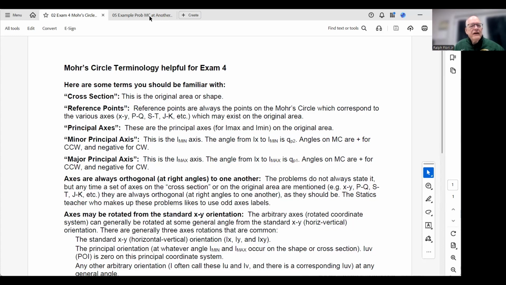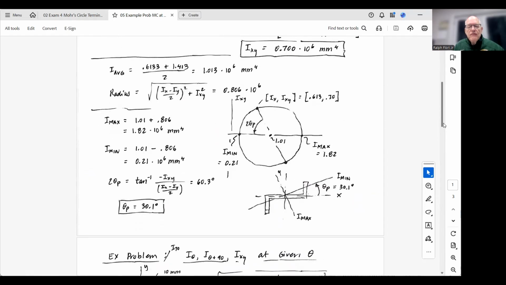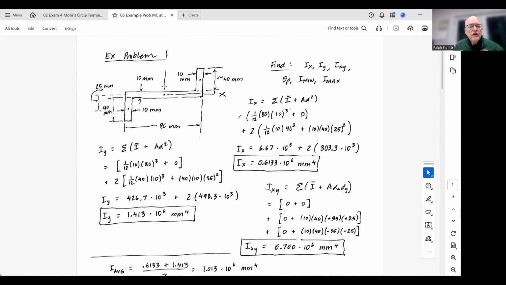Let me just show you an example. This is the problem we actually worked. If you look at this problem, this is our original area. So this would be the cross-section or the original area. Every problem refers to a cross-section or original area, and that's the beam itself. And this usually has an XY set of axes. So that's one set of axes.